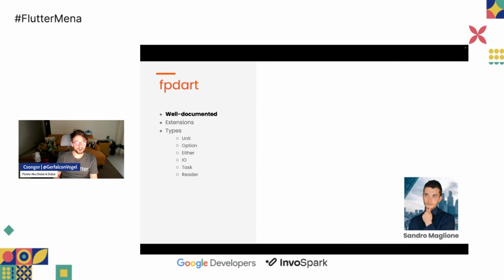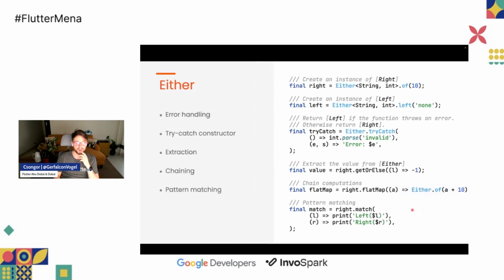Other than that, by using fpdart, I want to highlight one of the first most important types, which is the Either. By using Either, it's really similar to the result object that we manually made. So with the Either type, we can create an instance of two values. The right side can represent the success case in most of the times, and the left side can represent the failure case or error scenarios.